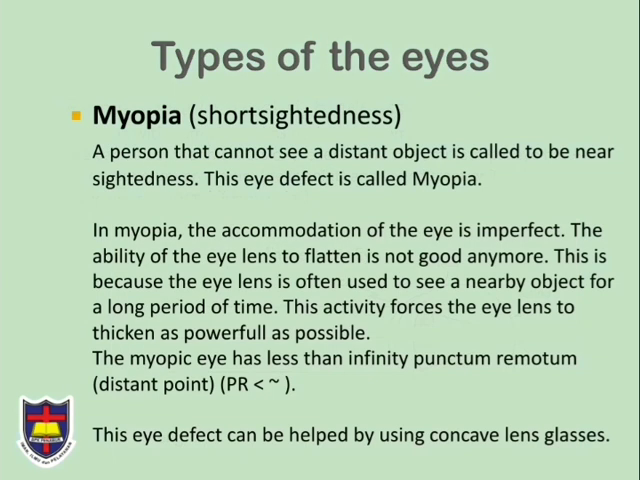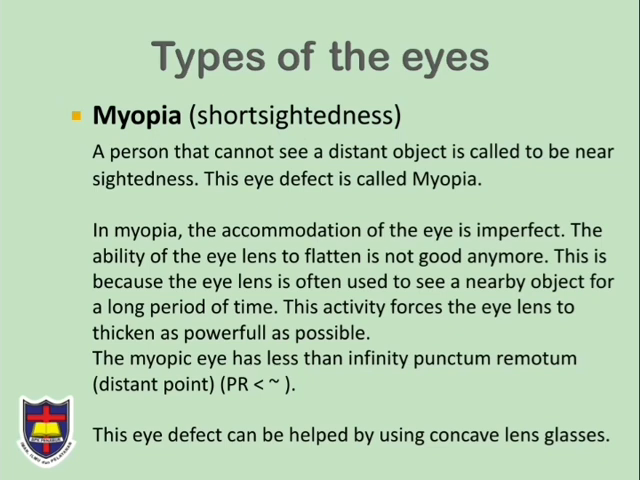Next, type of the eye number 2 is myopia, or short-sightedness. A person that cannot see a distant object is called nearsighted. This eye defect is called myopia. In myopia, the accommodation of the eye is imperfect. The ability of the eye lens to flatten is not good anymore. This is because the eye lens is often used to see a near object for a long period of time. This activity forces the eye lens to thicken as powerful as possible.